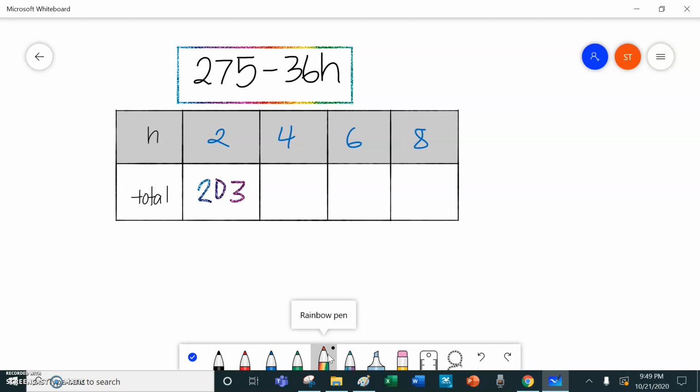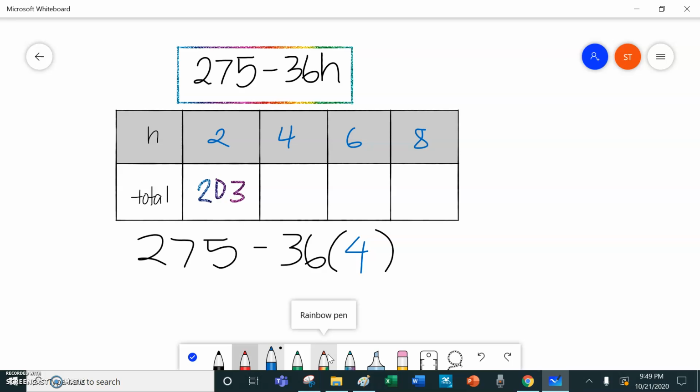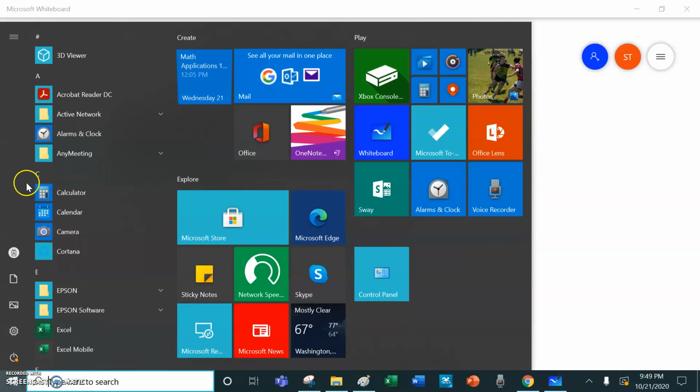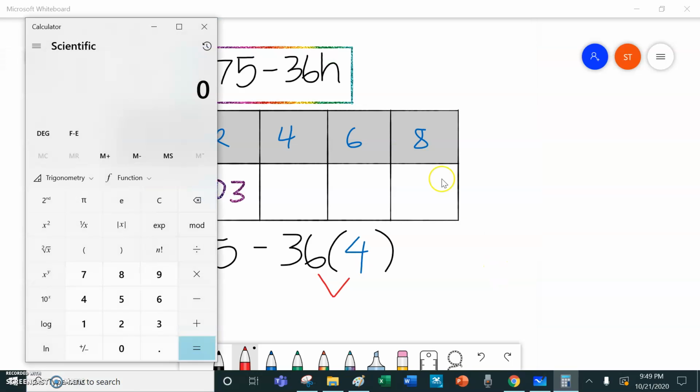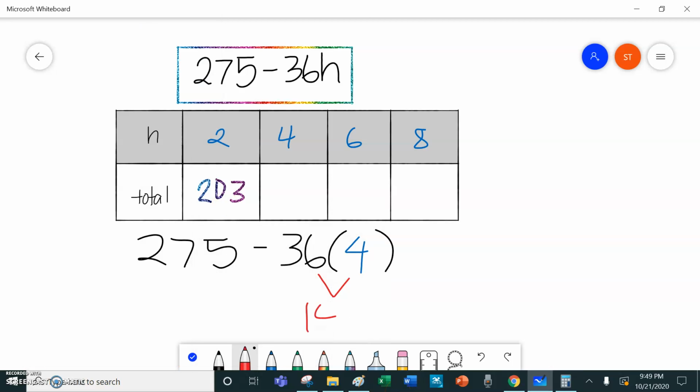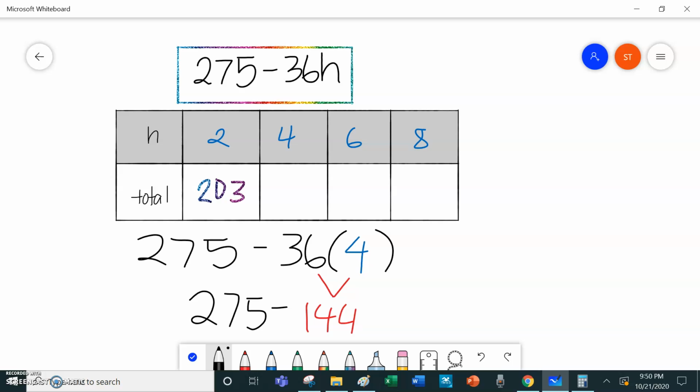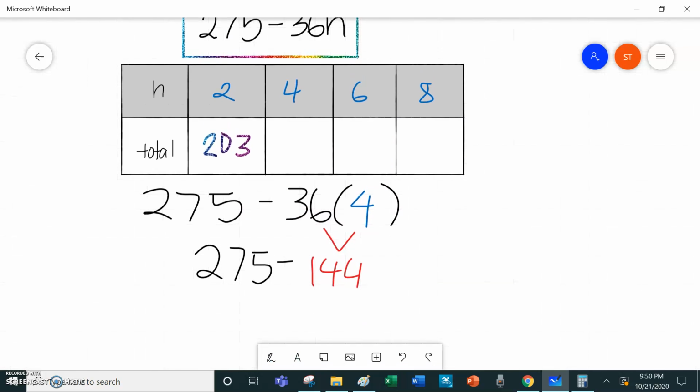And now I can redo this same expression, but this time, instead of putting in 2, I can try the input value of 4. This time I have to multiply 36 times 4. Bringing up my calculator, to make it a little easier. 36 times 4 gives me 144. So I got 144. I keep my previous step, 275 minus 144.